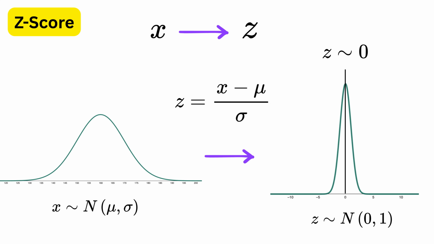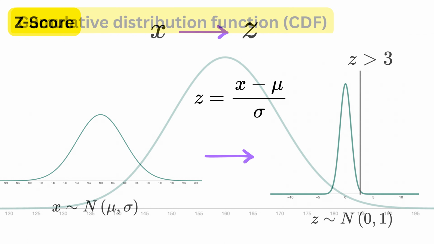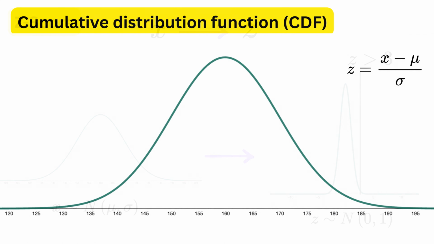This number tells you how many sigmas away x is from the mean. A z-score near 0 means x is very close to the mean, or the average of its dataset. A z-score of about 2 means x is 2 sigmas above mu, which is less common, and a z-score beyond 3 is very rare. Finally, before we end this video, we will talk about CDF, or cumulative distribution function.